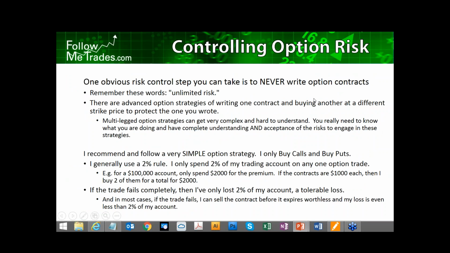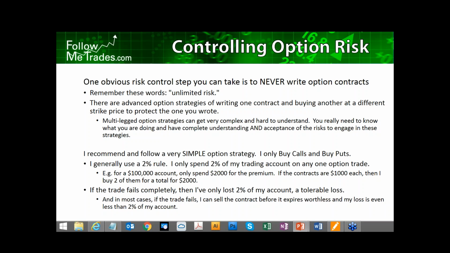So one obvious step you can take is not to write option contracts, right? Remember these words: unlimited risk. These are words that make me lose sleep.